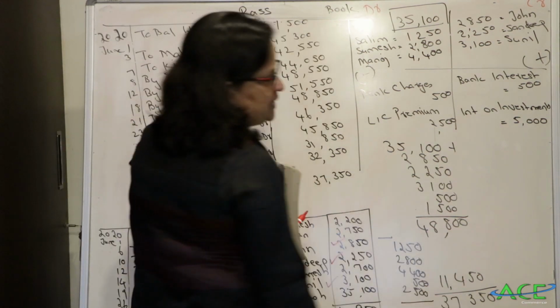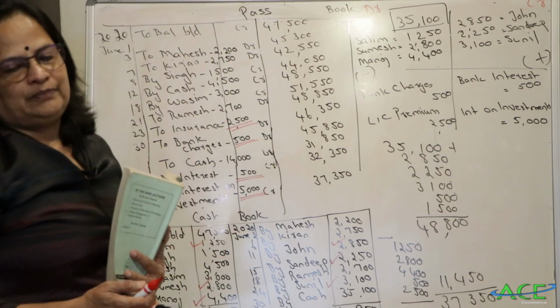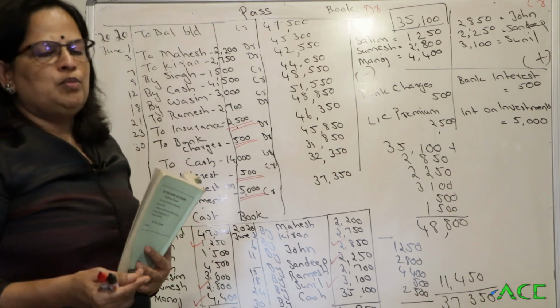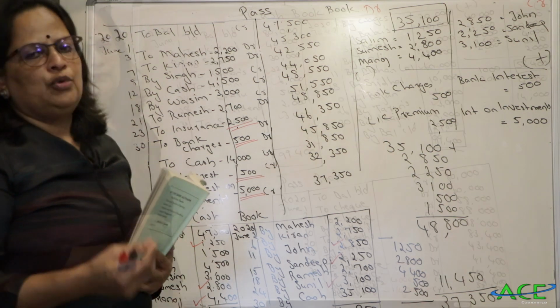So total is 37,350. So this is the first problem I want to explain. I am going to explain one more problem that I am going to do it in the board.